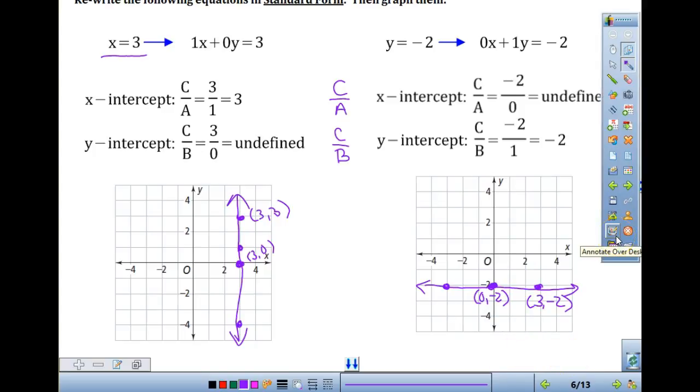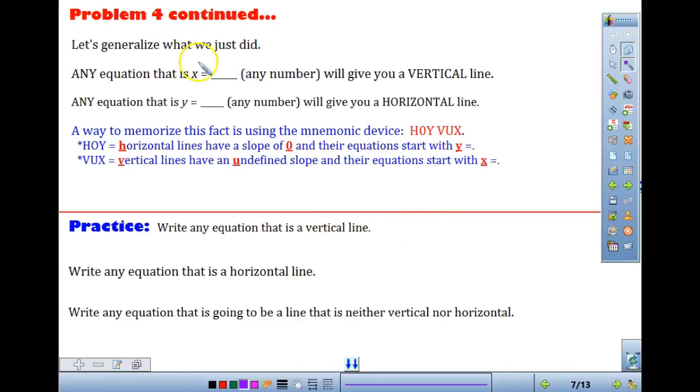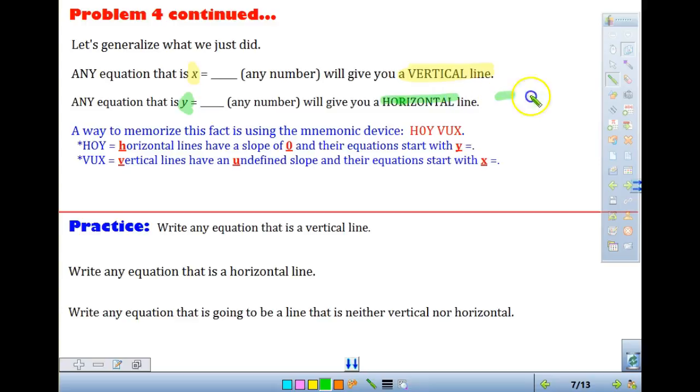So as we are looking at this last part, they kind of give you this, let's generalize what we know. Anytime you have an equation where x equals any number, it is always going to be a vertical line. Anytime you have, so x is going to give us vertical. Anytime we have y equaling any number, it's always going to be horizontal. So we have our horizontal line. In the first one, we are always going to have our vertical line when we look at that.